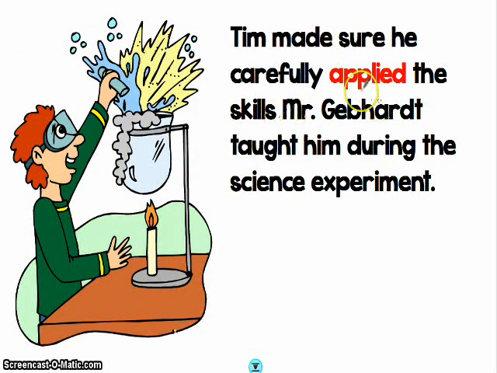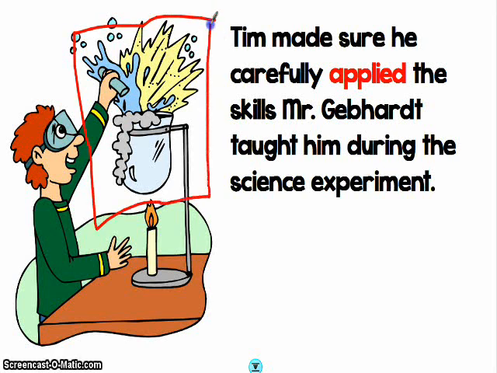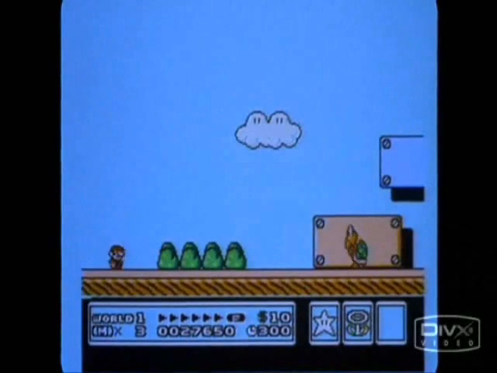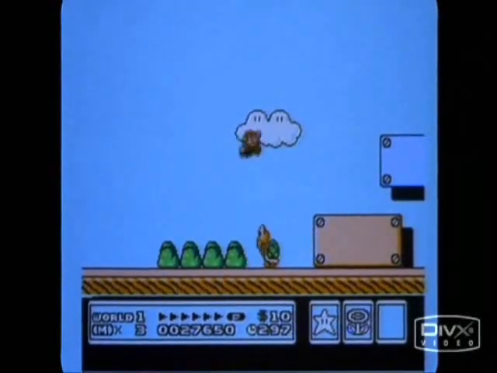Tim made sure he carefully applied the skills Mr. Gephardt taught him during the science experiment. So you can see that if Tim is not careful to apply the skills, then his experiment might end up going horribly wrong. Here in this clip from The Wizard, we see the character Jimmy applying his video game skills in a Nintendo tournament.